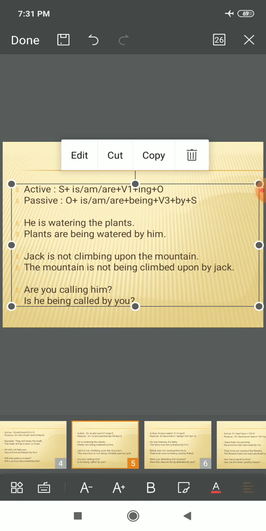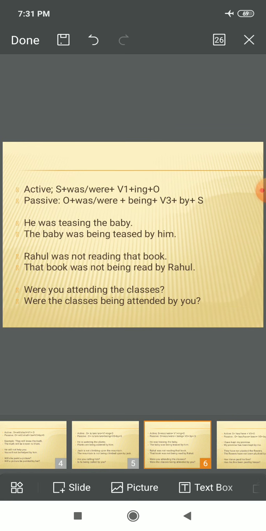See here also what we did, like is MR remained is MR, right? First form changed into third form and ing changed into being. Same here. Was, were will remain was, were. Ing will change into being. First form will change into third form of the verb. And subject and object will interchange their positions.